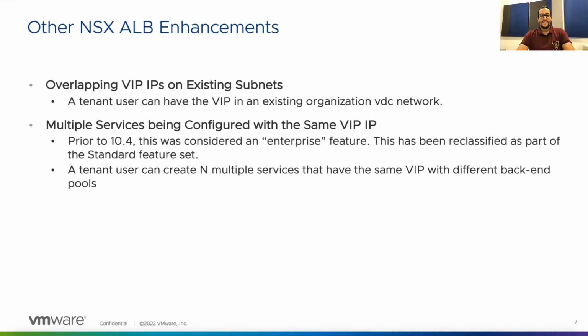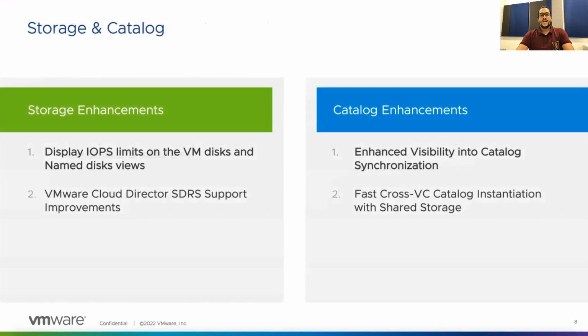Good. True, I agree. All right, then let's now look at the feature enhancements from a storage and catalog perspective. So what I'll do now is discuss storage. We have two categories here, one for storage and one for catalog. From a storage perspective, we have two features which are enhanced very well. One is the display of IOPS limit and VM disk and named disk view from a tenant portal or a provider portal. It was not the case before. I will demo that in the lab.